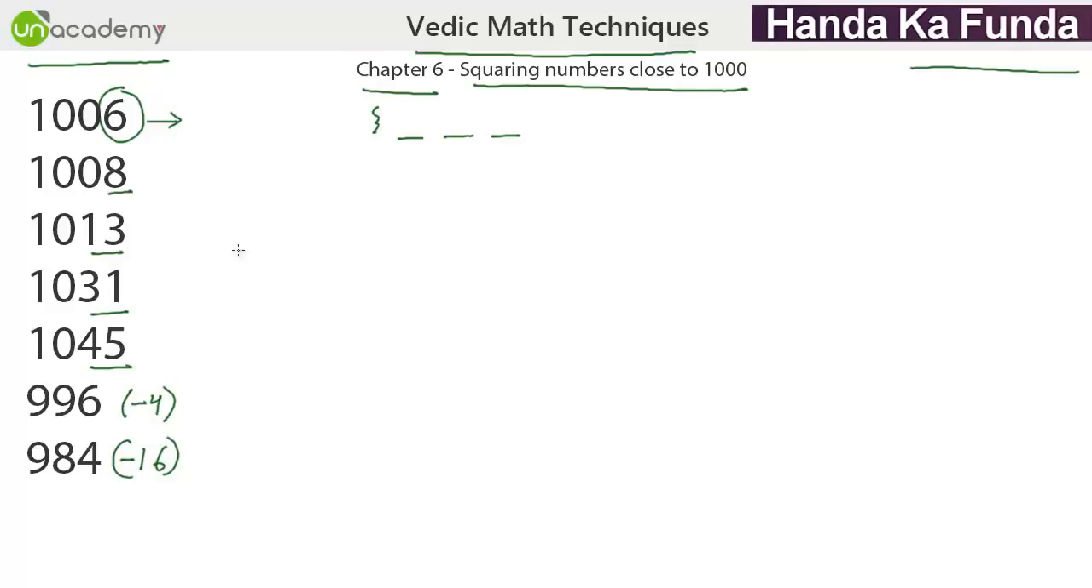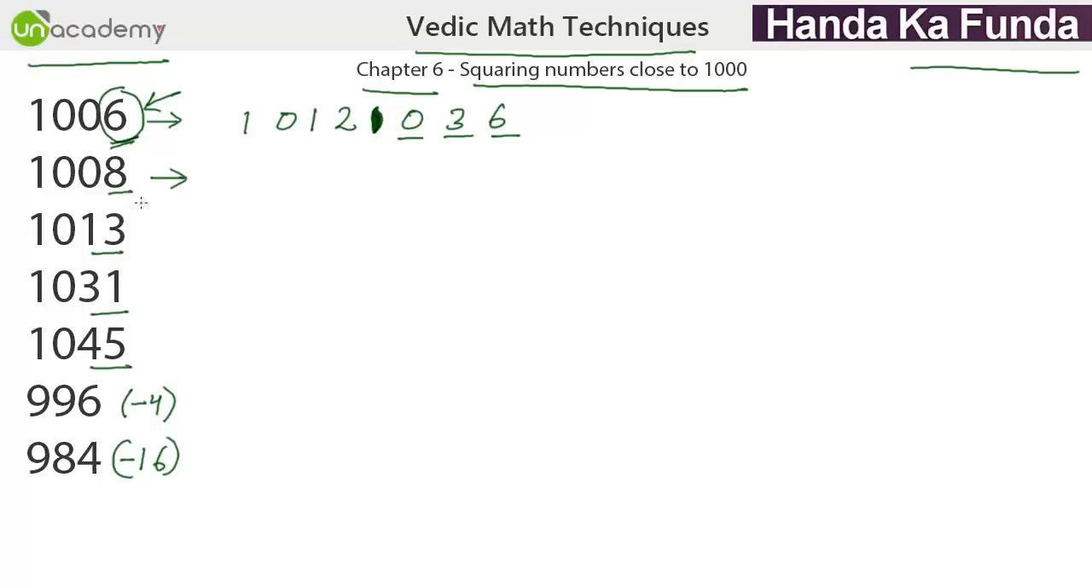Here is what you do. Whatever is the distance, which is 6 here, you add it to the number. So 1006 plus 6 is 1012. That would be the first part. And the last part of the number would be the square of whatever is the distance. So what is the square of 6? 36. Last 3 digits will be 036. So my square will be 1012036.